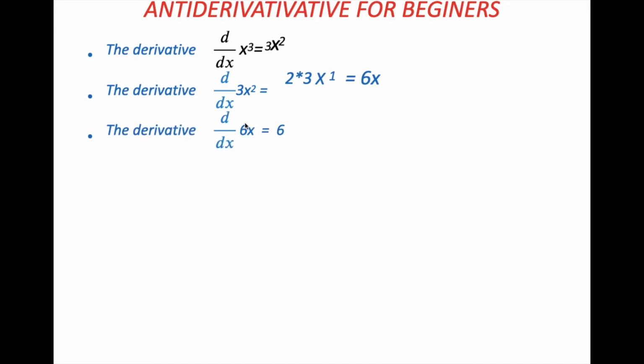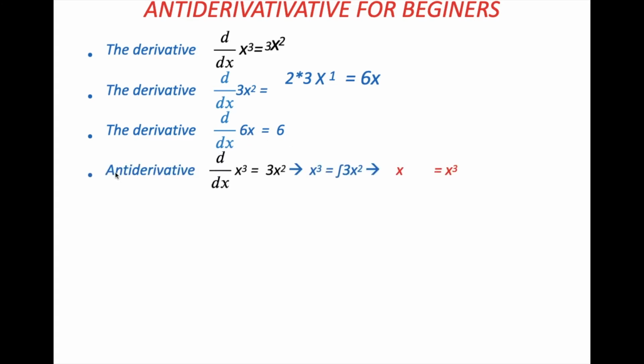The derivative of 6x. So when you see x with nothing on top, it means x is to the power of 1. So we bring the 1 down. 1 multiplied by 6 is 6. And 1 minus 1 is 0. Anything to the power of 0 is 1. So x to the power of 0 is 1. So 6 times 1 is 6.